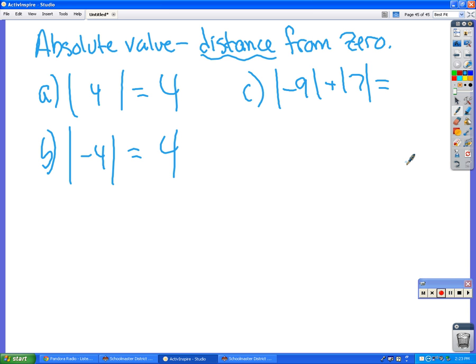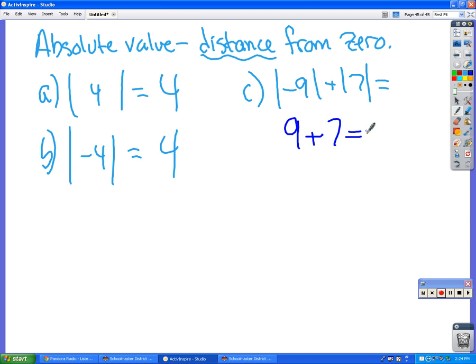And then once you understand that, you can do some math with absolute value. So for this one here, you need to sort of think of the absolute value symbols as being parentheses. And you need to do what's inside the parentheses, or in this case, inside the absolute value symbols first. So the first thing I need to do in order to solve this problem is figure out what is the absolute value of -9. How far is -9 from 0? 9. Okay, good. What is the absolute value of 7? 7. Okay, because 7 is 7 away from 0.